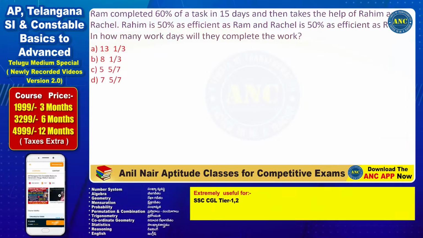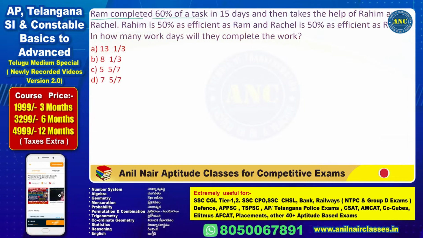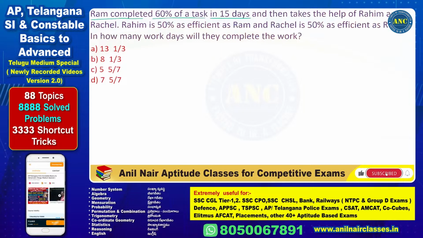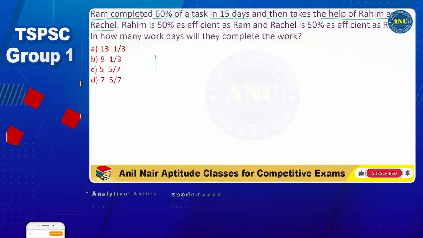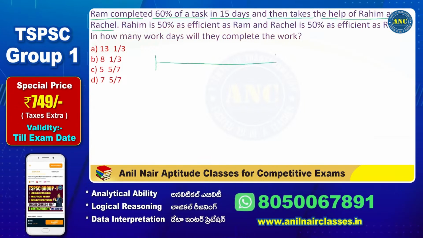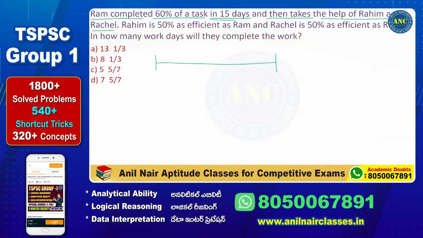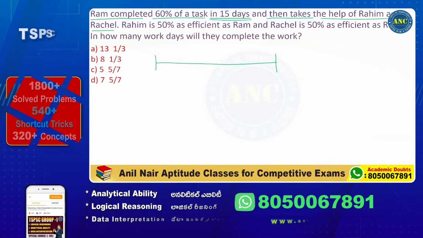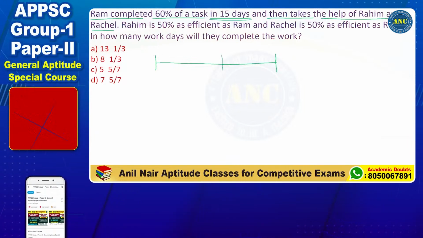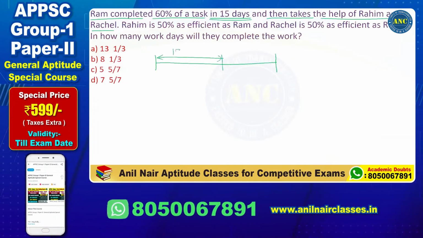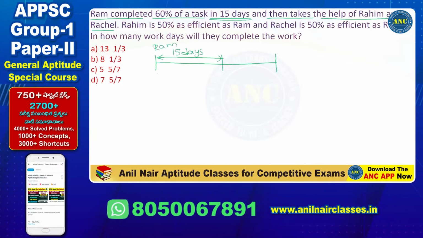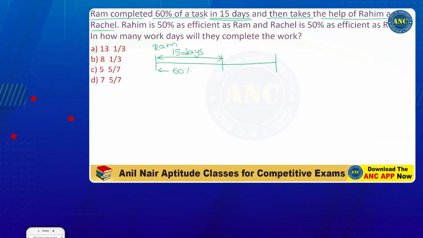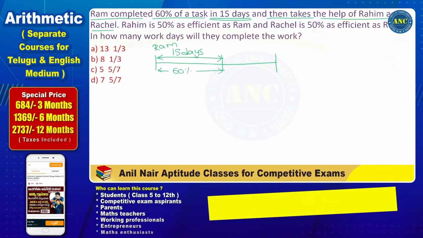Next question. Ram completed 60% of a task in 15 days and then took the help of Rahim and Rachel. Okay, there are 3 people. The work is starting here, the work is ending here. Now, Ram completed 60% of a task in 15 days. Now see here, Ram is alone working for 15 days. So this 15 days is worked by Ram alone, and 60% of the work is completed, right?